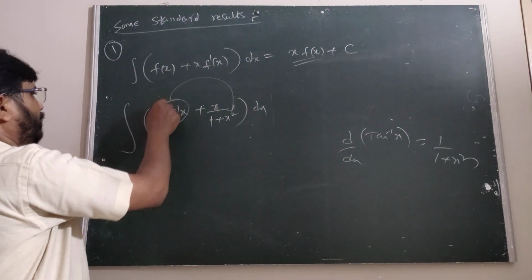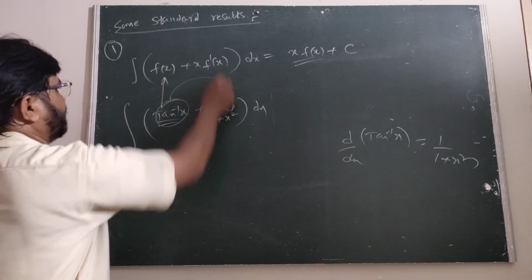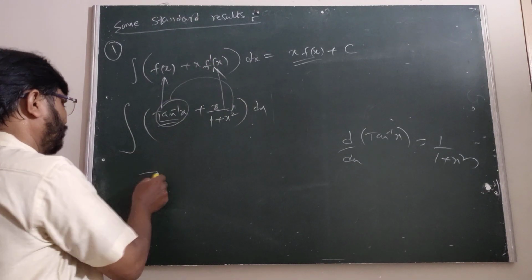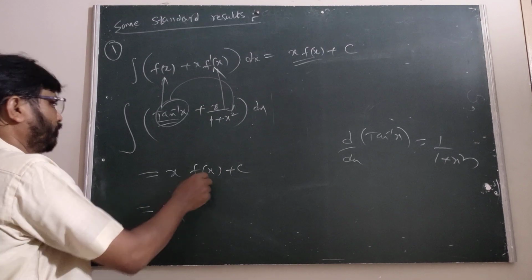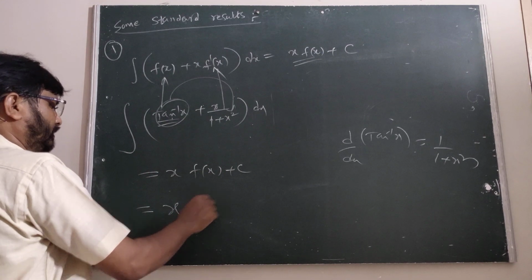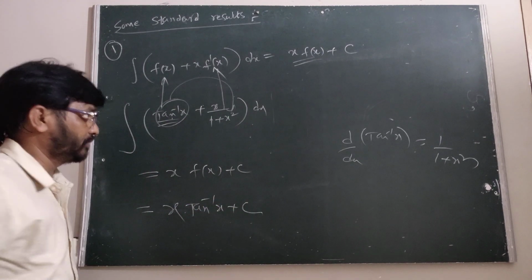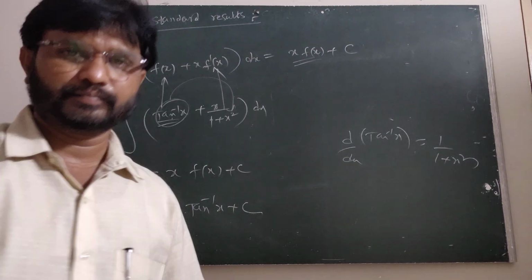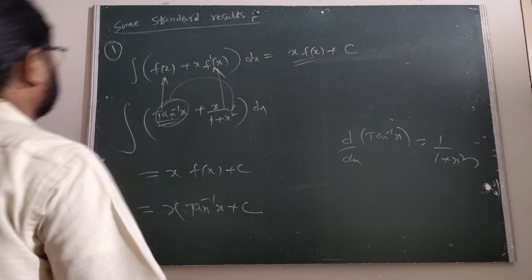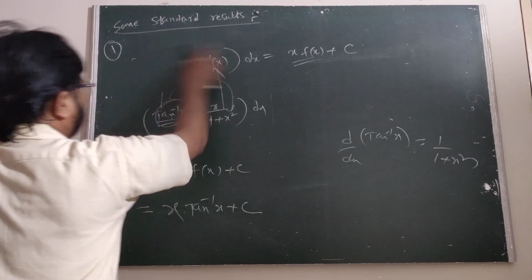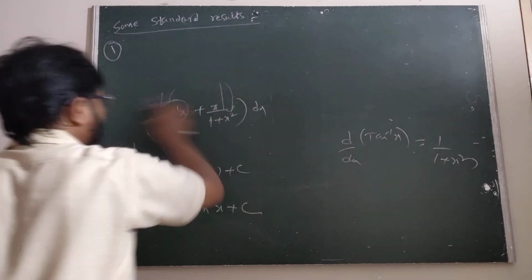Now this is in the form of f of x plus x into f dash of x. What is the form? x into f of x plus c, where f of x is tan inverse of x plus c. This is the form. Is it clear? So now the standard result of the second one, e power x.